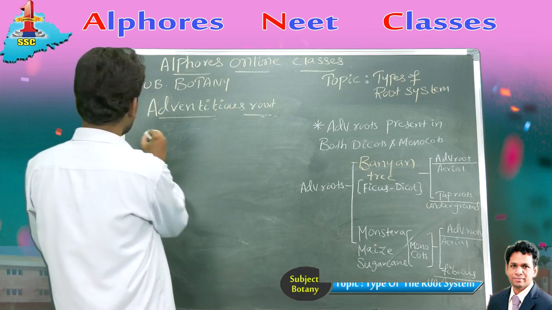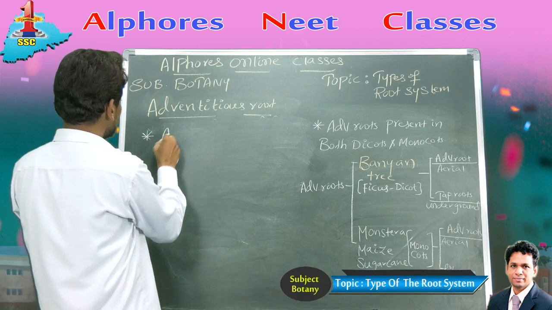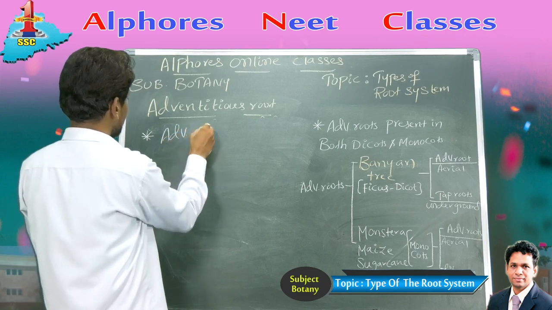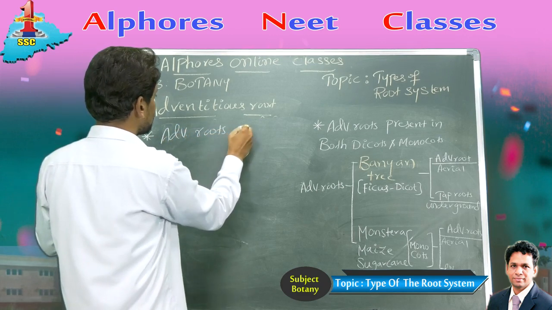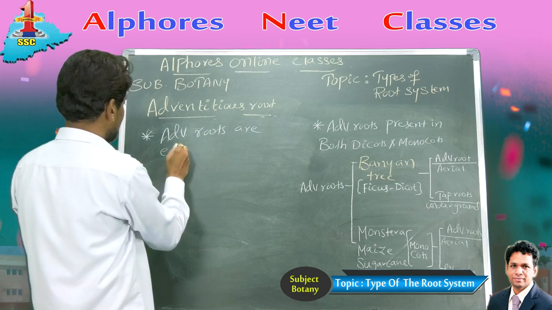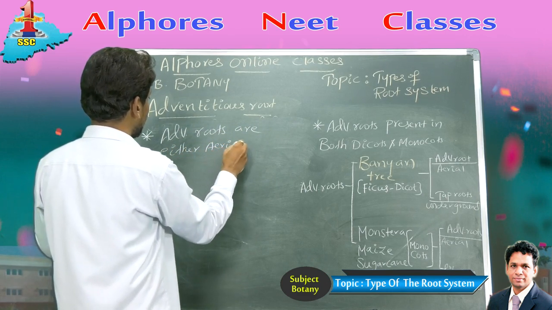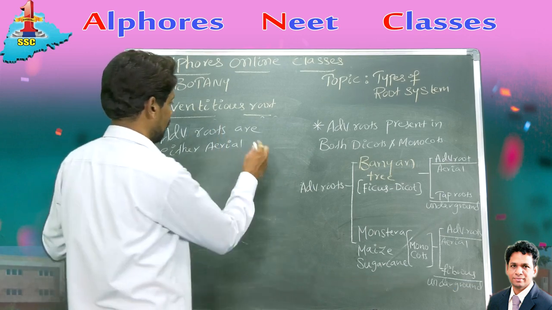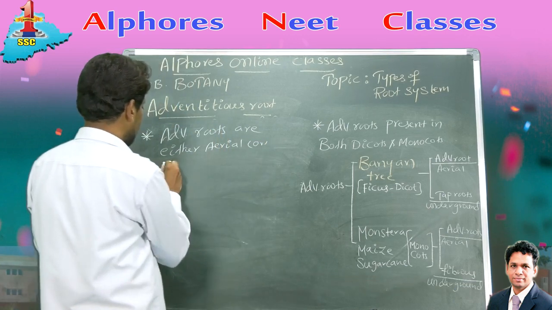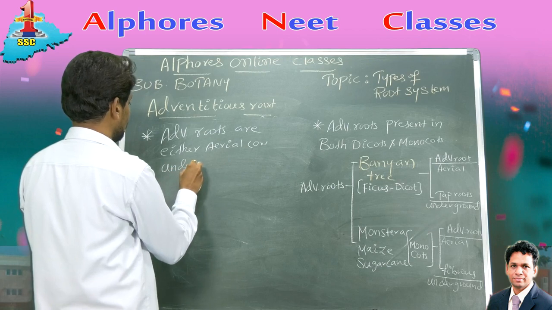Right? Which roots are we speaking about? Adventitious roots. Adventitious roots are either aerial, above the surface of the soil, or underground, below the surface of the soil.